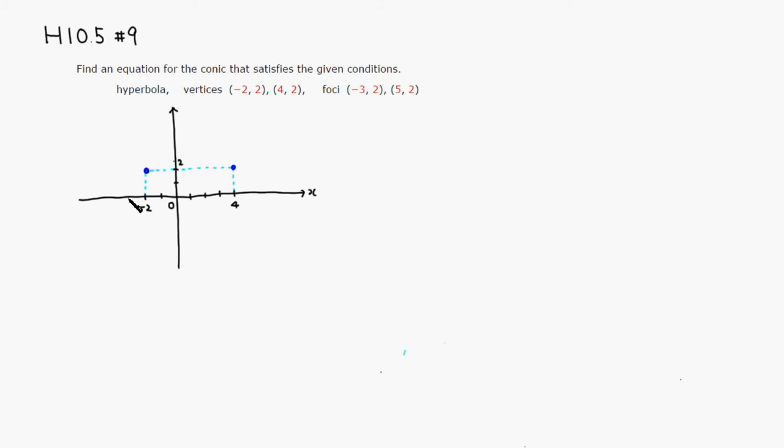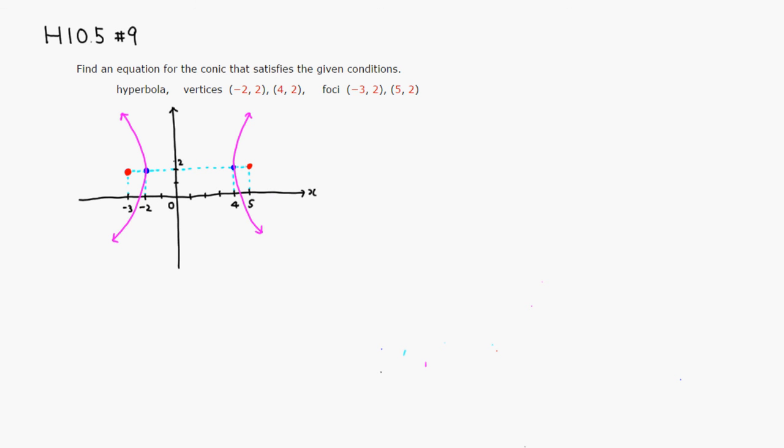Then the foci would be negative 3, 2. So it's going to go here; this is negative 3, comma 2. Here it looks like there's some shifting going on. Maybe I'll use a red one for the focus. And the other one is at 5, 2. So this is going to be the other focus, sitting right here. So I'm going to draw a ballpark picture of the hyperbola. It's going to look kind of like this, and the other piece is going to look kind of like that. You can definitely see some shifting going on there.